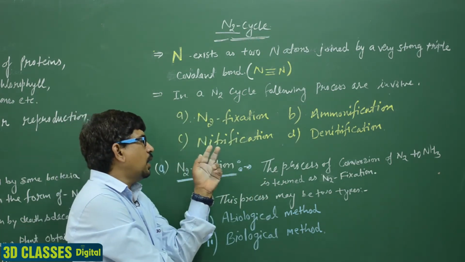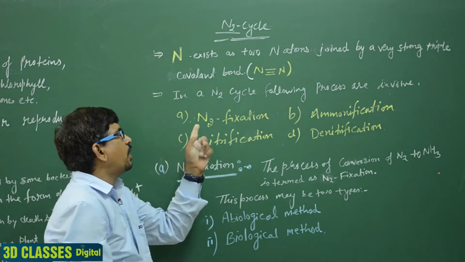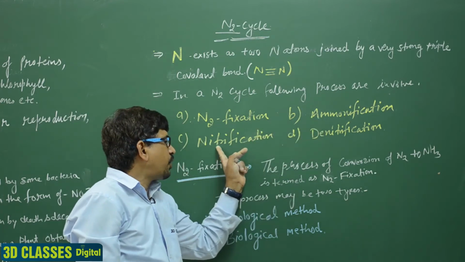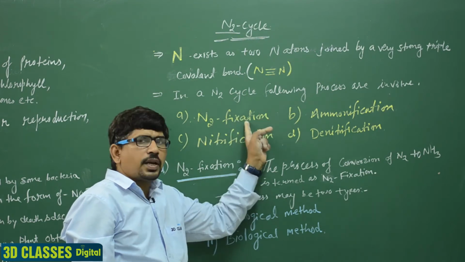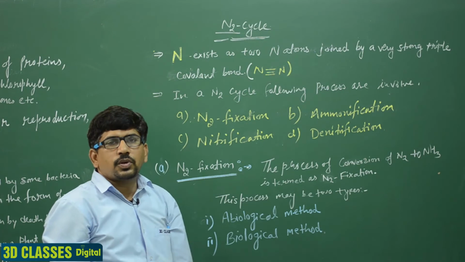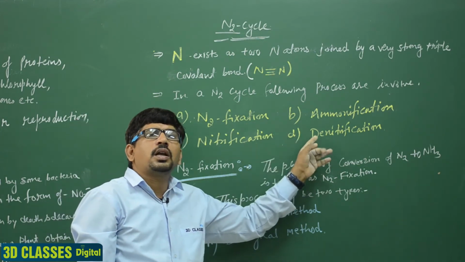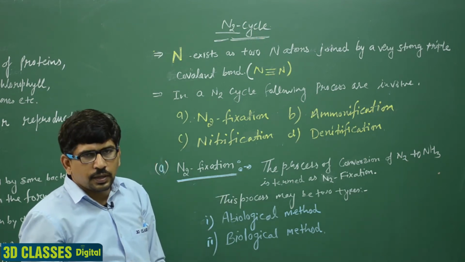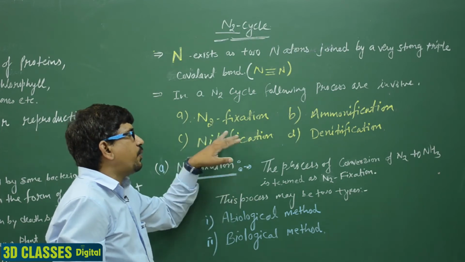And in this cycle, four processes are required: nitrogen fixation, ammonification, nitrification, and denitrification. The first three are the fixation processes, and the last one is the releasing process, and that completes the nitrogen cycle. Clear? So, the nitrogen cycle is complete in four processes.